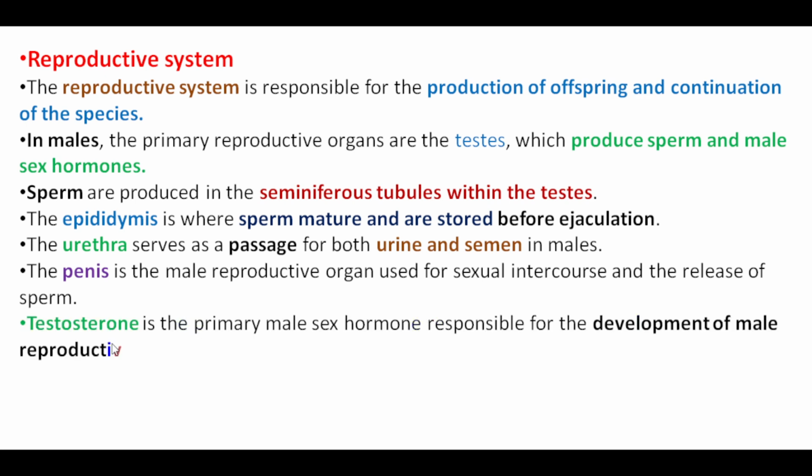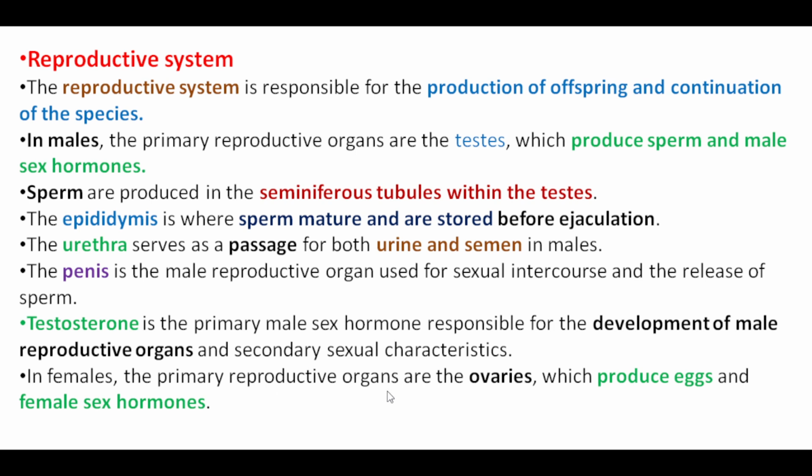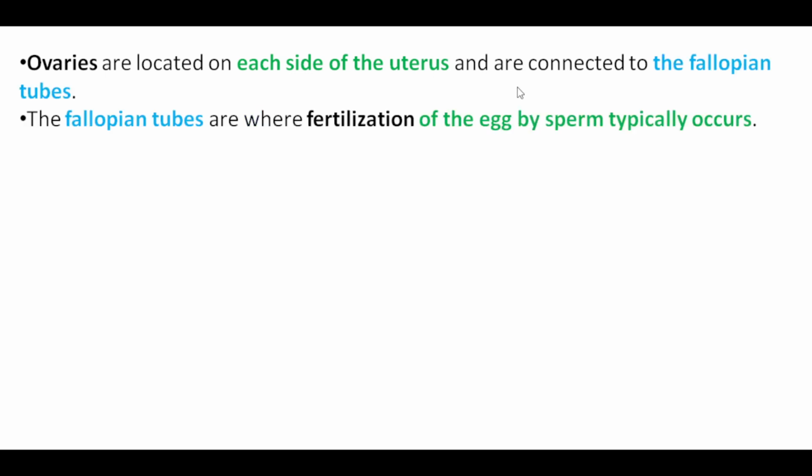Testosterone is the primary male sex hormone responsible for the development of male reproductive organs and secondary sexual characteristics. In females, the primary reproductive organs are the ovaries, which produce eggs and female sex hormones. Ovaries are located on each side of the uterus and are connected to the fallopian tubes.